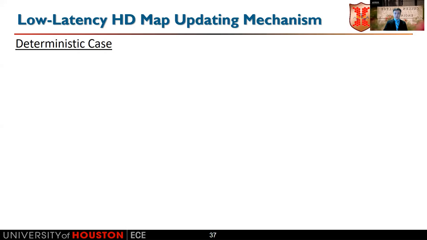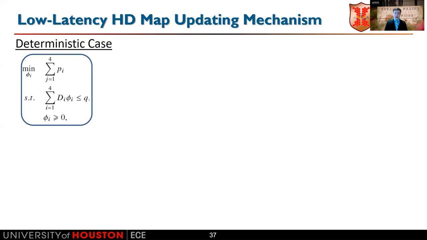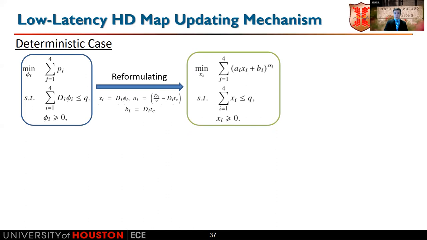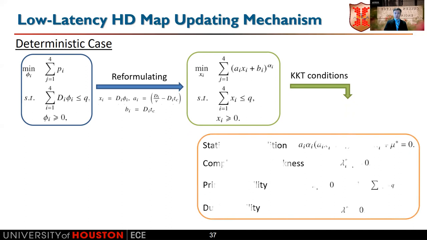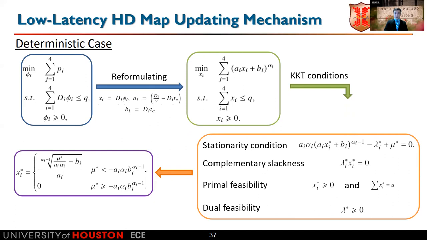First of all, we discussed the deterministic case for the HD map updating. The original problem is like this. By reformulating, we can reformulate the original problem like this. Then by obtaining the KKT conditions like this, we can derive the solutions directly. So here is the solution for the deterministic case.